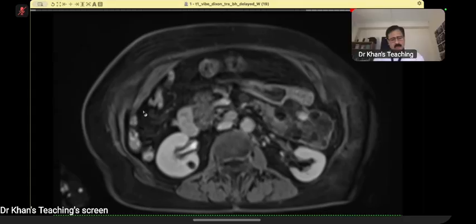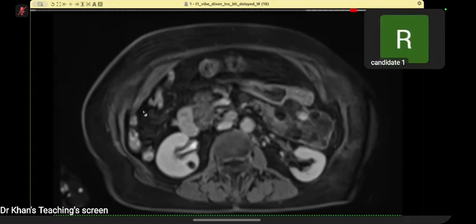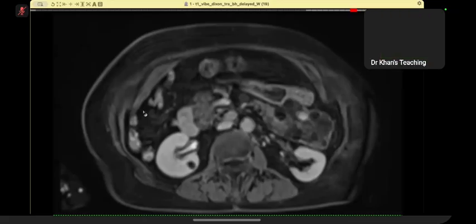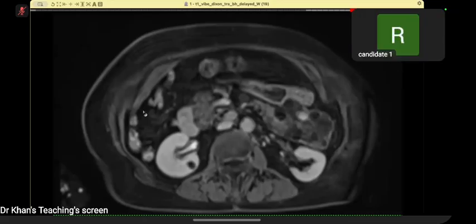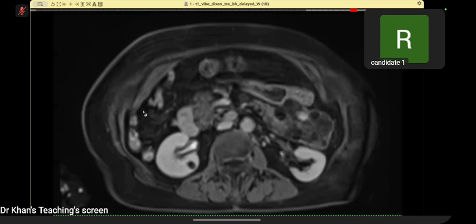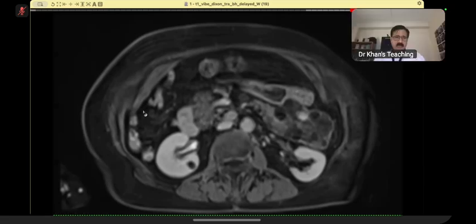What is your conclusion? Sir, my conclusion is a serous cystic tumor of the pancreas would be my top differential in this case. Serous cystic, are they malignant or benign? Mostly, they are benign. What do you mean mostly? Is there a malignant potential in them?